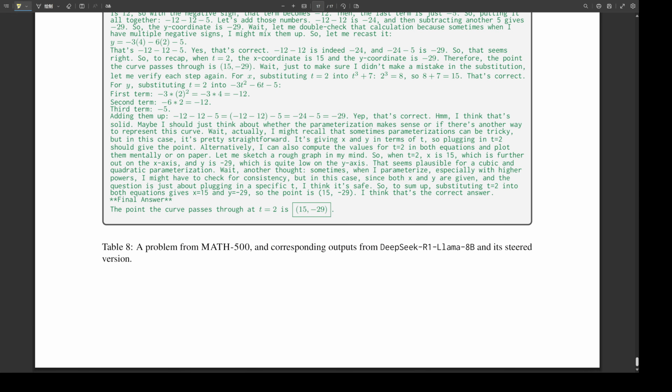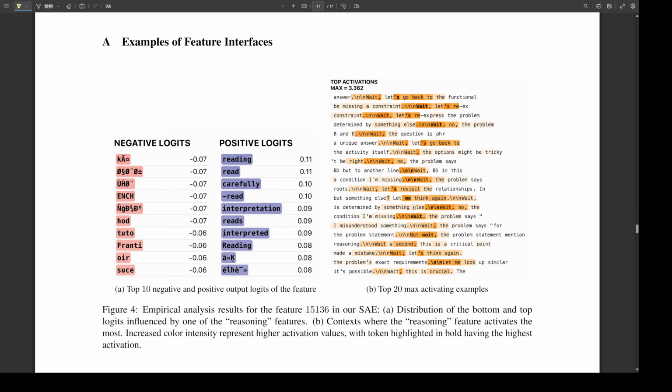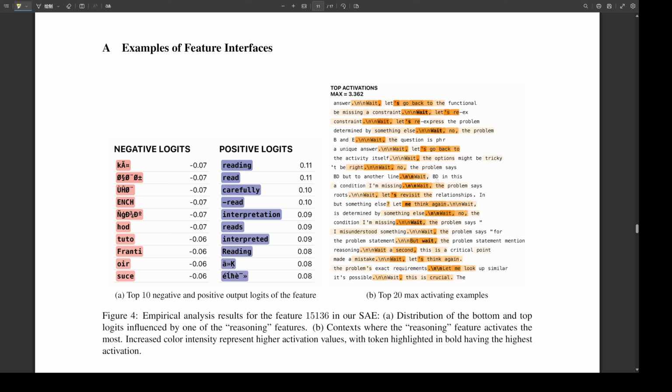So they calculate the reason score for all the features that the SAE learned. What's the next step? So then they took the top 100 features with the highest reason scores. And they manually evaluated each one. Oh, wow. Using this custom interface. That's a lot of manual work.